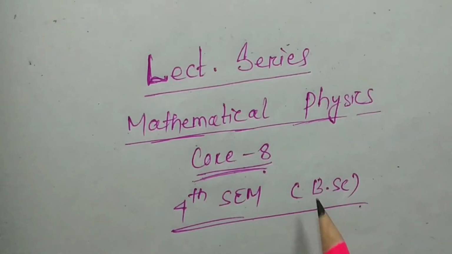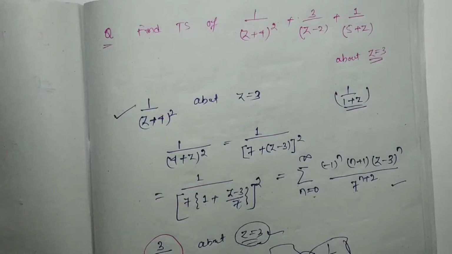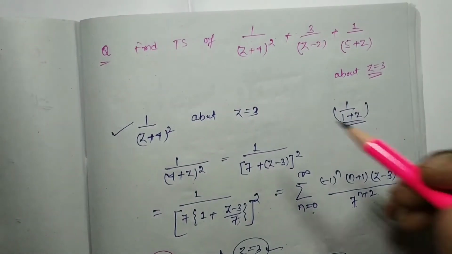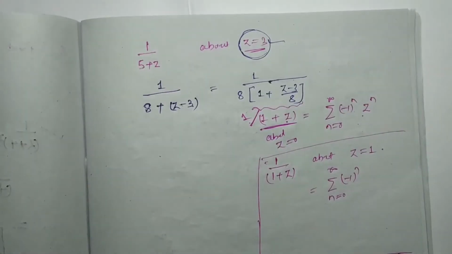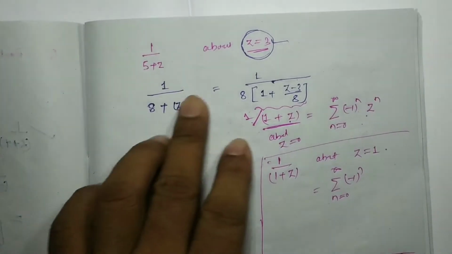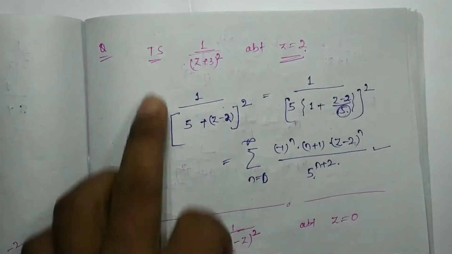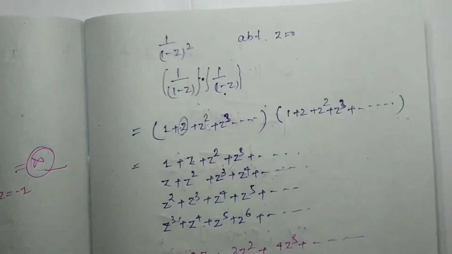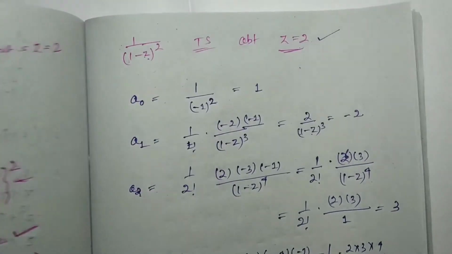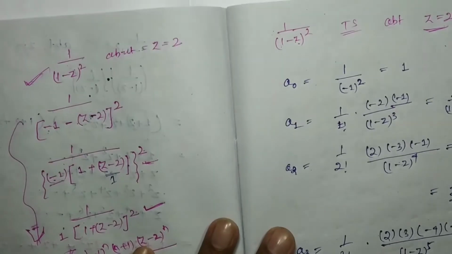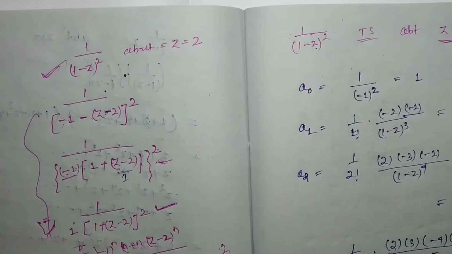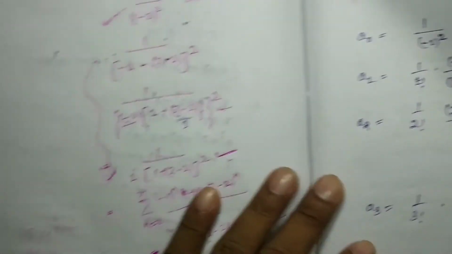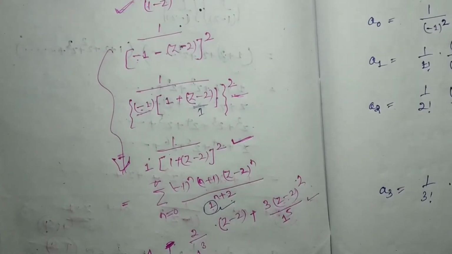This is your core paper 8, which belongs to the 4th semester BSc syllabus. In our last class, we discussed a few numericals based upon Taylor series. We discussed this question, then this question, like that. And we found that you can find the solution of a Taylor series by the traditional method, and also we learned how we can do it in a shortcut manner.